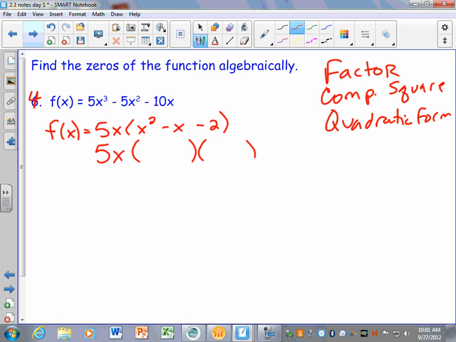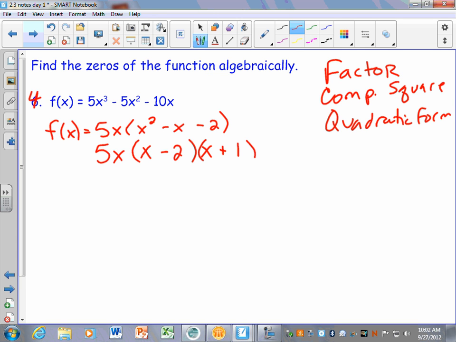You can use the quadratic formula if you prefer, but you can't do the quadratic formula until you have x squared, x, and a constant. But I think this is factorable. What multiplies to give me negative 2 that adds to give me negative 1? Negative 2 plus 1. Now it's back to what we just did.